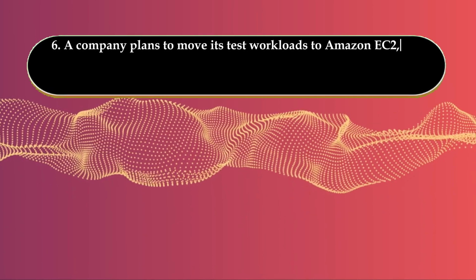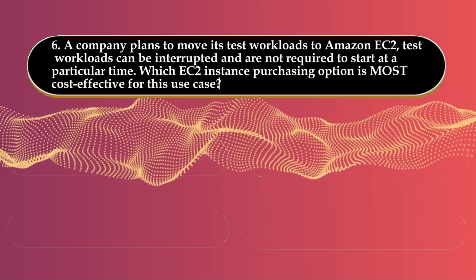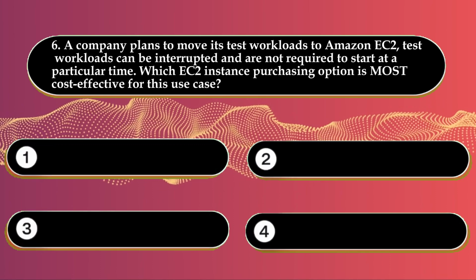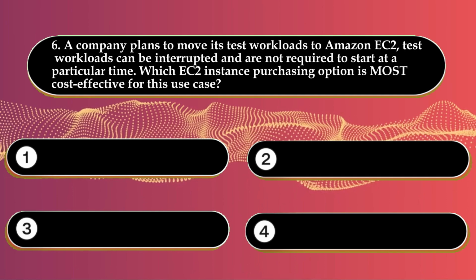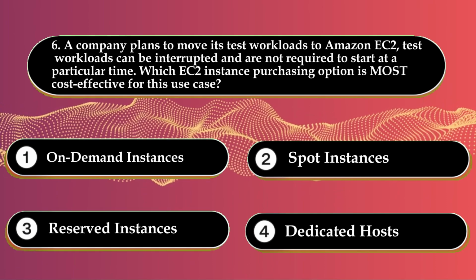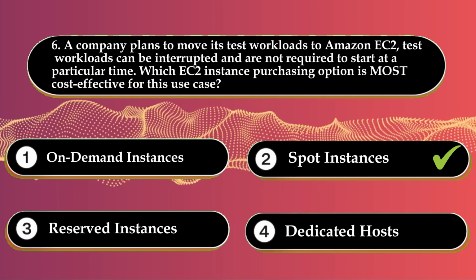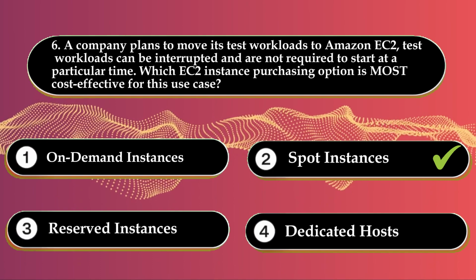6. A company plans to move its test workloads to Amazon EC2. Test workloads can be interrupted and are not required to start at a particular time. Which EC2 instance purchasing option is most cost-effective for this use case? Spot Instances are the most cost-effective option for workloads that are flexible and can tolerate interruptions.